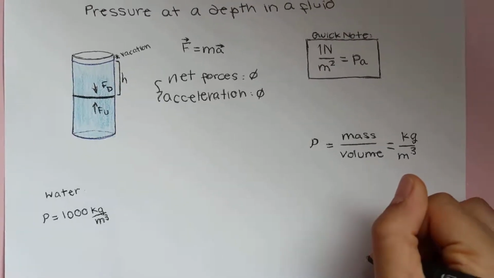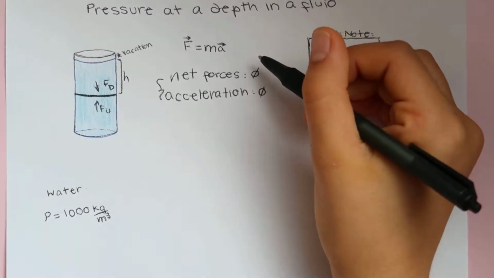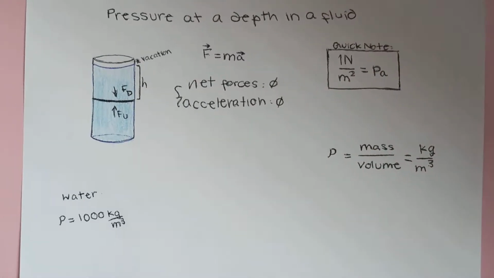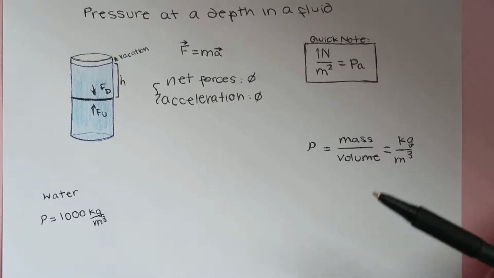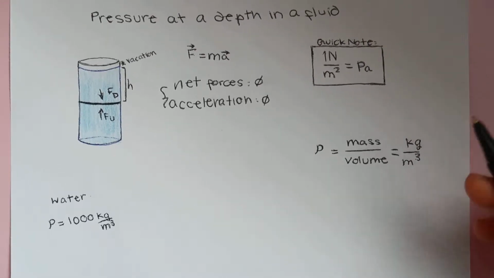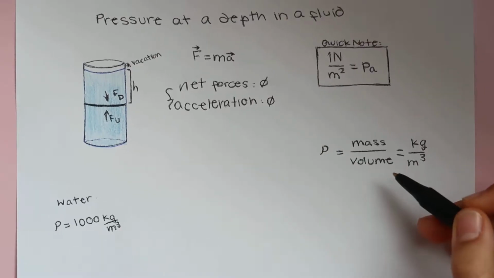Alexandra, and I'm here to talk about pressure at a depth in a fluid. So I think we're all familiar with that when you dive into a swimming pool, the pressure is higher at the bottom than it is at the top. Why is this? It all has to do with pressure at a depth in a fluid.